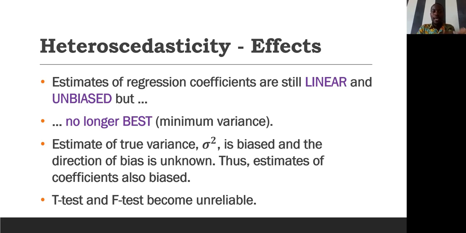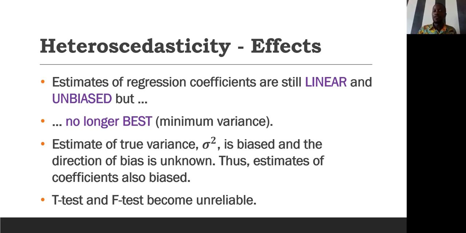So second point, estimates of the true variance will now be biased. So when you have heteroscedasticity and you get the variance or the standard errors for each of the estimates, those values are actually biased. And the direction of bias is even unknown, whether there is a positive bias or negative bias. And so when that happens, the estimate of the coefficient also becomes biased, all right? And we just want to avoid these bias issues in regression models. And remember in one of our earlier sessions, we realized that in order to determine whether a parameter is significant or not, we had to use a certain formula, but it has to be divided by the standard error, okay?